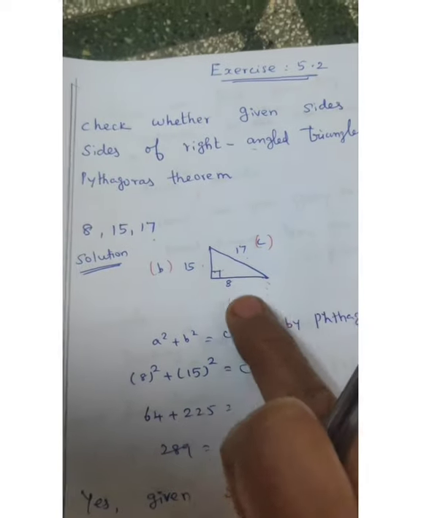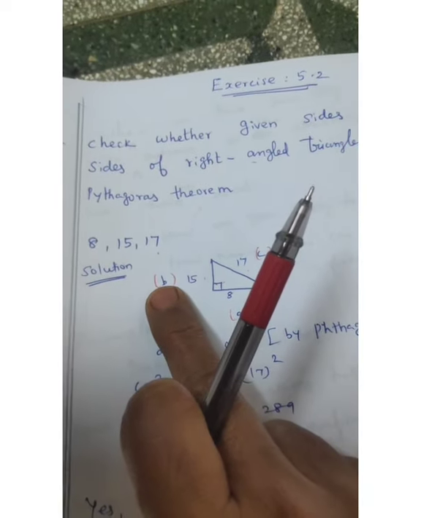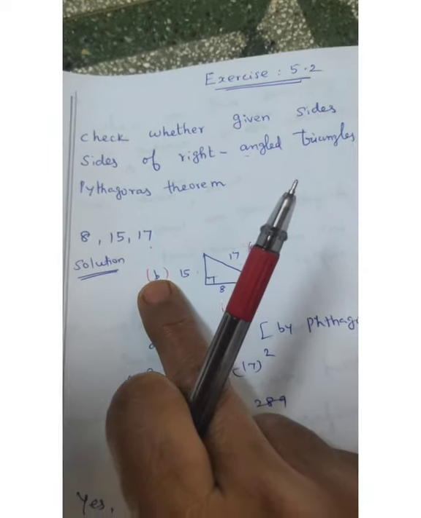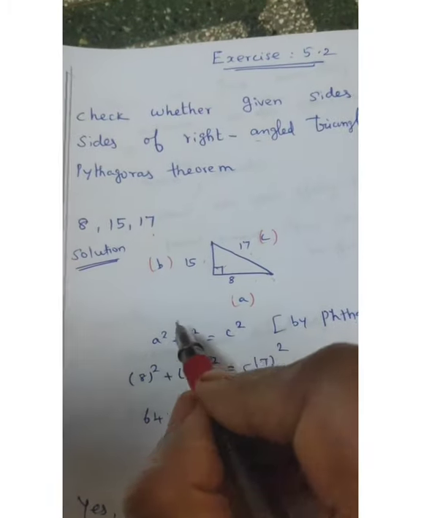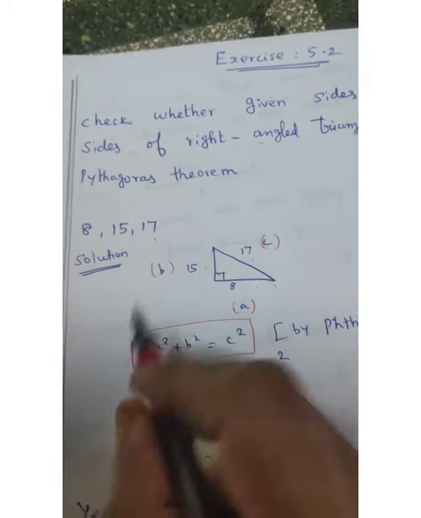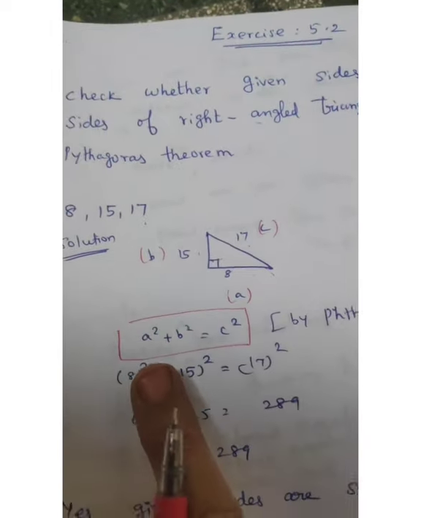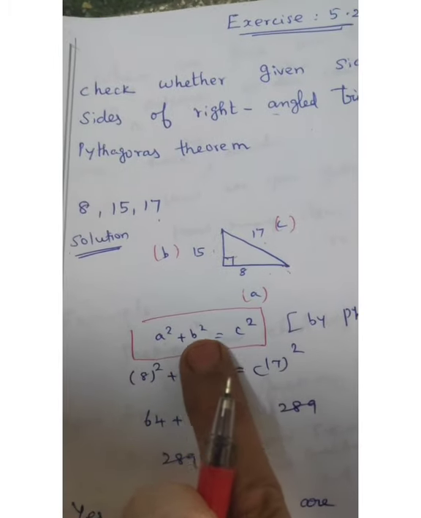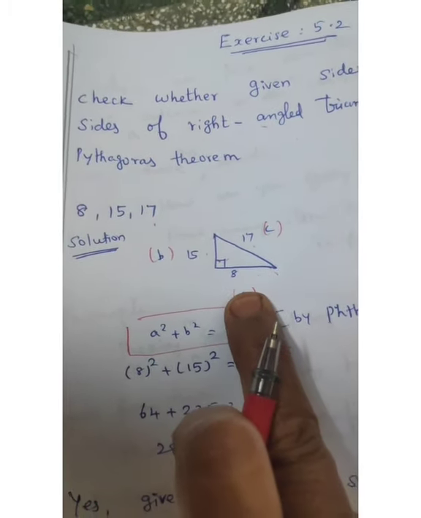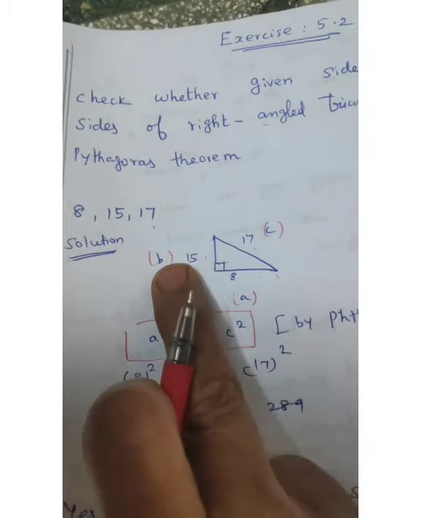So this base you take as A, this other side, the opposite side, is B, and the hypotenuse you take as C. Pythagoras theorem is the standard formula. For the given sides, you write them as A, B, C. The formula is A squared plus B squared is equal to C squared, by Pythagoras theorem. What is the Pythagoras theorem? The square of the hypotenuse is equal to the sum of the squares of the other two sides.